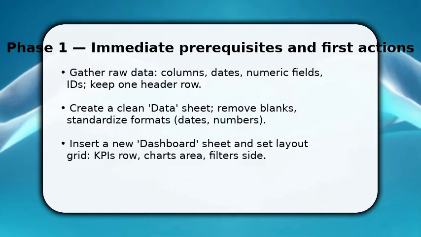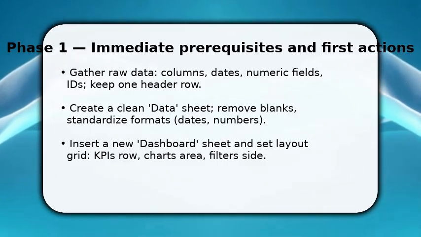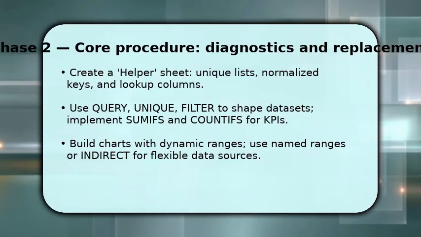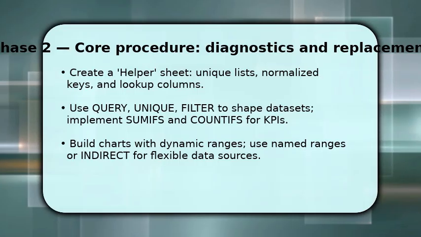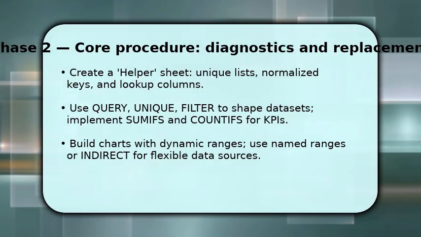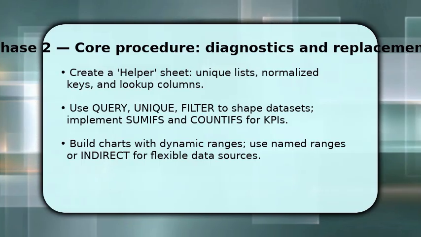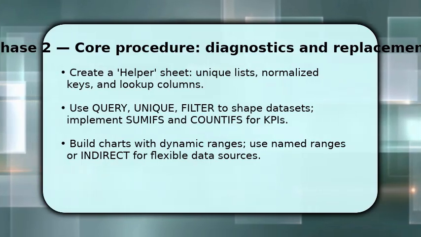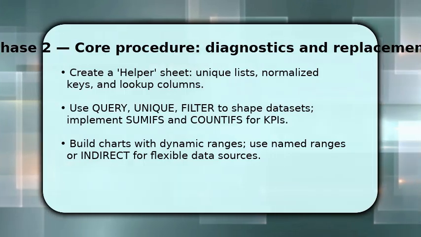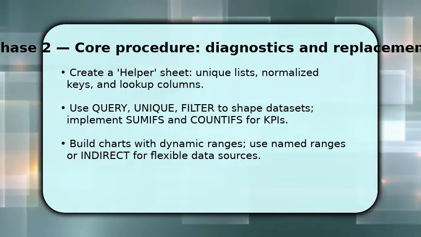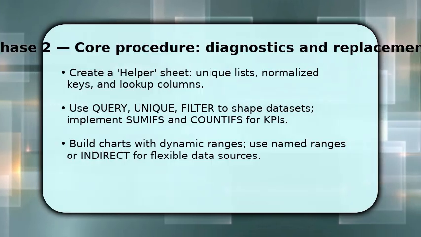First, make a helper sheet with unique lists for categories, normalized keys, and lookup columns. This reduces repeated formulas. Then create summary tables using QUERY or combinations of FILTER plus SUM and COUNT, or SUMIFs and COUNTIFs for multi-criteria KPIs. Once summaries are stable, insert charts and connect them to those summary ranges. Make ranges dynamic with named ranges or INDIRECT.